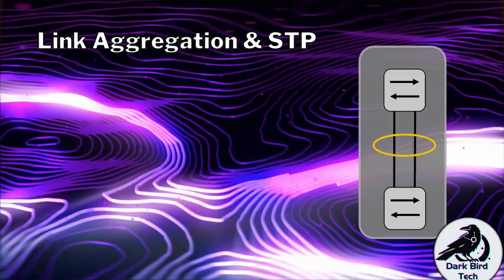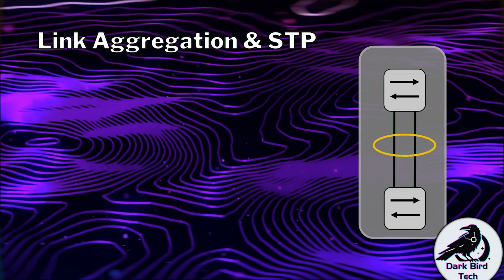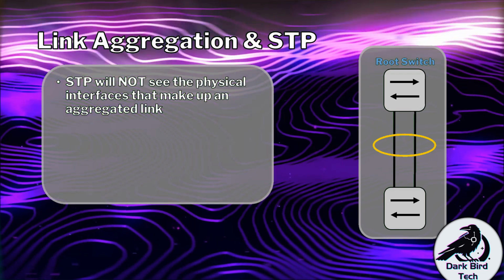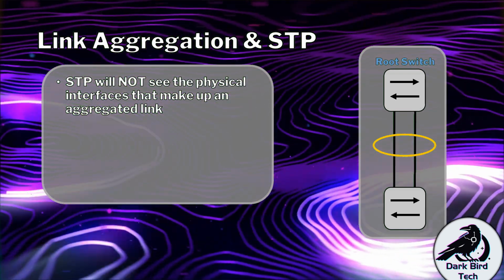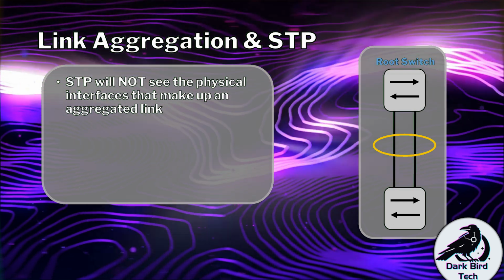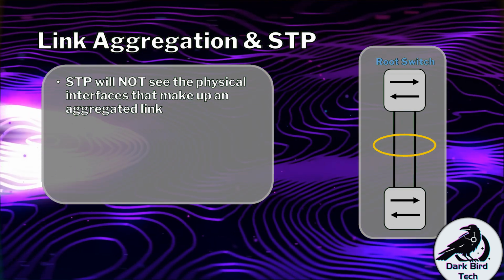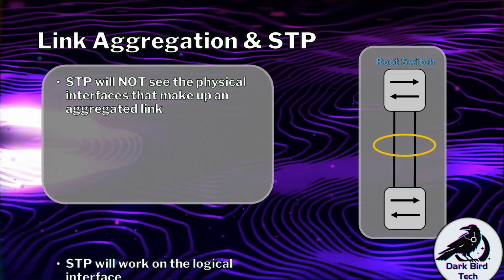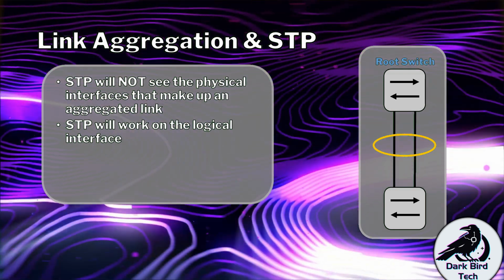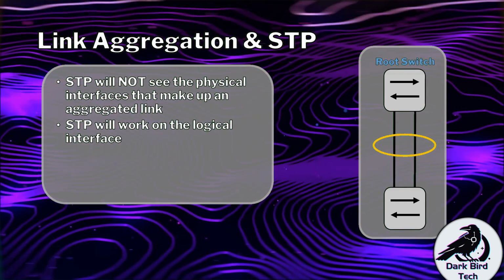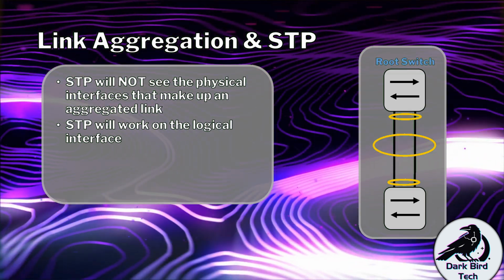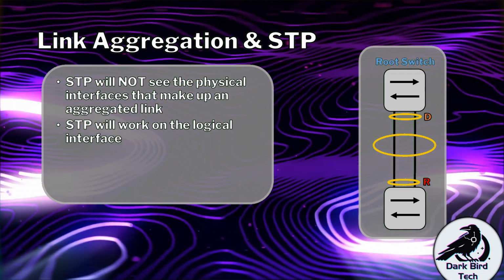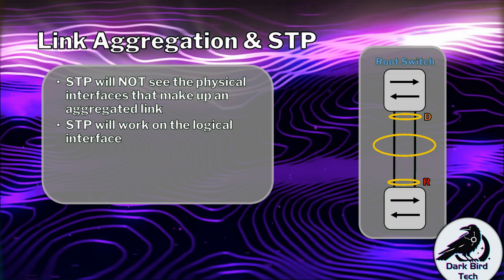Now, how do STP and link aggregation get along? It's a very good question. Well, let's say that's the root switch. Spanning tree protocol will not see the physical interfaces that make up an aggregated link. Just like under normal circumstances, spanning tree protocol does not see the individual wires that make up a twisted pair Ethernet cable. So STP will work on the logical interfaces on each end of the connection, or basically on each switch. So STP would see a single logical interface, and on the root switch it would become a very big, very fast designated port, and on that other switch it would become a very big and fast root port.